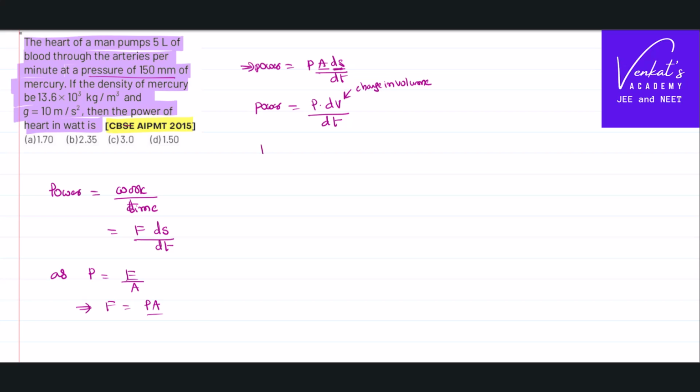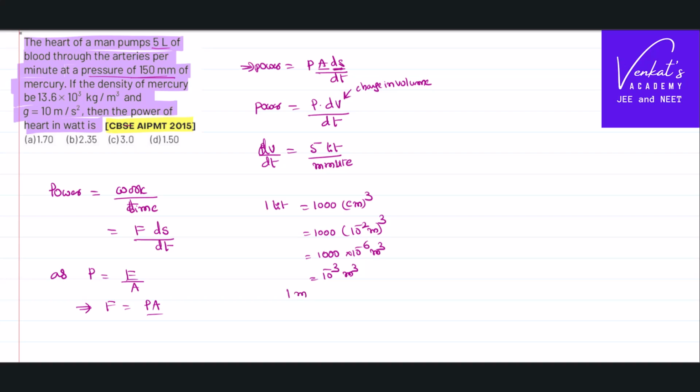It is given to you. dV by dt, volume per second, is 5 liters per minute, as he has given. I have to convert that. 1 liter is 1000 cc, centimeter cube. 1 centimeter is 10 power minus 2 meter, whole cube. So 1000 into 10 power minus 6 meter cube. So 1 liter is 10 power minus 3 meter cube.